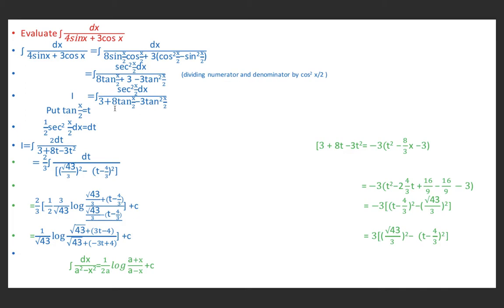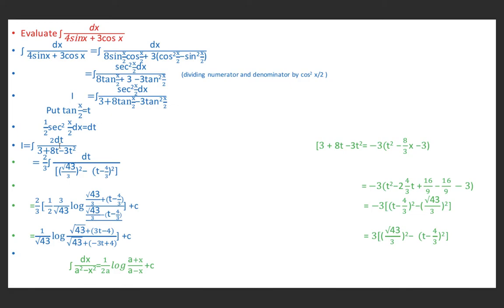So just rearrange the terms, then substitute tangent x by 2 equal to t. I have substituted this in the given integral as well. So if you substitute tangent x by 2 equal to t, we know that derivative of tangent theta is secant square theta. So derivative of tangent x by 2 is secant square x by 2 and derivative of x by 2 is 1 by 2. So it is 1 by 2 secant square x by 2 dx equal to dt. So we have here secant square x by 2 dx. So this 2 will go to this side. So secant square x by 2 dx will be 2 dt.